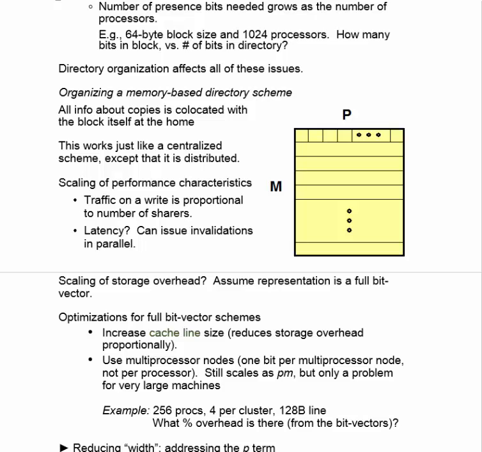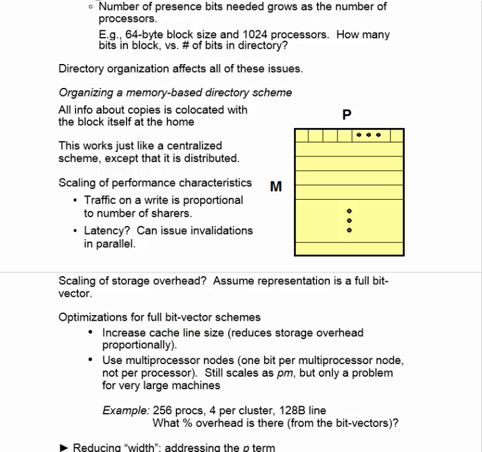Note that traffic on a write is proportional to the number of sharers, and the reason is that when you make a write, you need to go around and invalidate all of the other copies. So if there are a lot of copies, you need a lot of messages. There's also latency to this, but you could issue invalidations in parallel. That is, you could invalidate one copy, then another copy, then a third copy, without waiting for the inv-ack to return from the first one. But you only go ahead after all of the invalidations have been acknowledged.